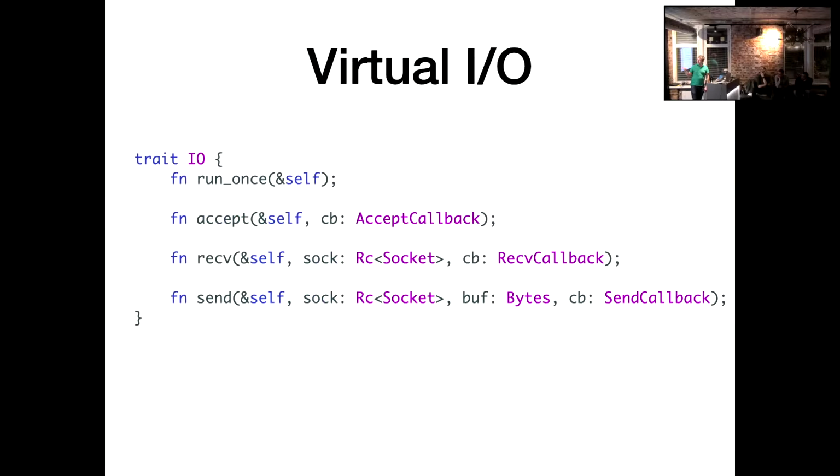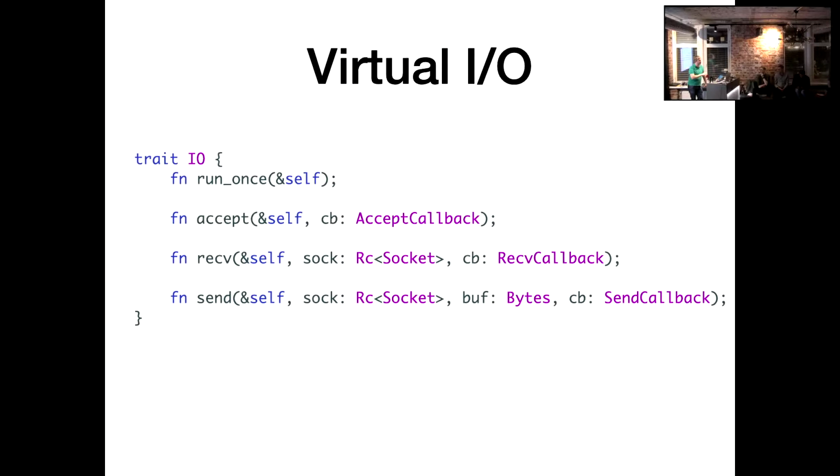And now we're getting to the virtual I/O. So the I/O thing that I was showing you is a trait. It's like an interface. What would you call it in JavaScript? Interface. Well, that's TypeScript. But anyway, it's a thing that you can have multiple implementations for. And there we have them: run once, accept, receive, send. This is basically the fundamentals of providing these interfaces and primitives to do deterministic execution in the simulation.